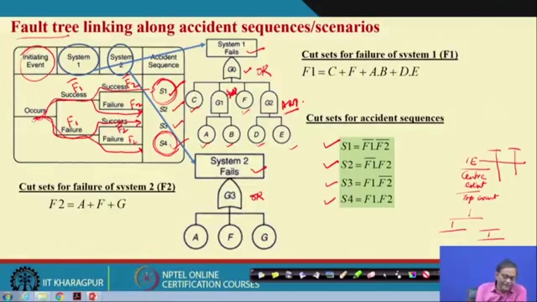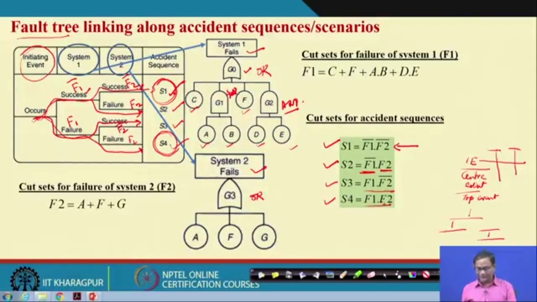Okay. Now, if this F1 bar and F2 bar, these two occur, then S1 will occur, and in terms of cut set, in terms of scenario, we will write like this. Okay. So, now for S2, you see that S2 will be F1 bar, system 1 successful, and system 2 failure. So, first one successful and second one failure, these two happen, then only this sequence will be created. In this manner S3 is F1 F2 bar and S4 is F1 F2.